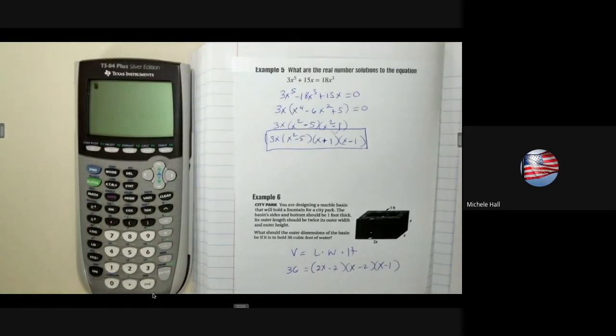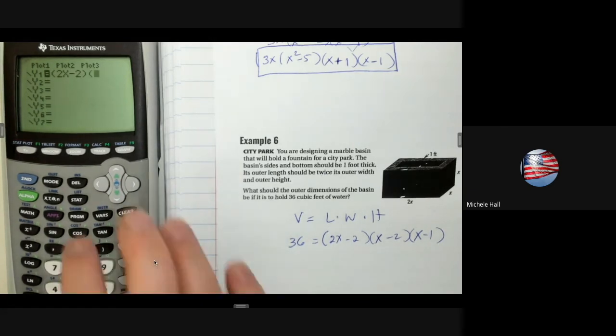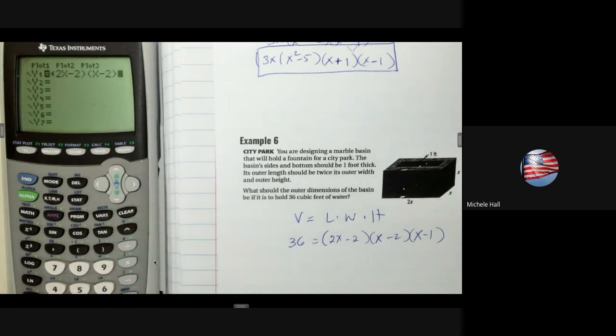The first thing that you're going to do is you're going to graph the function. We're going to graph the right-hand side, and we're going to use parentheses. That keeps the multiplication. So y equals, open parenthesis, 2x minus 2, close parenthesis, open another parenthesis, x minus 2, close my parenthesis, open another parenthesis for x minus 1. So there's the first equation.